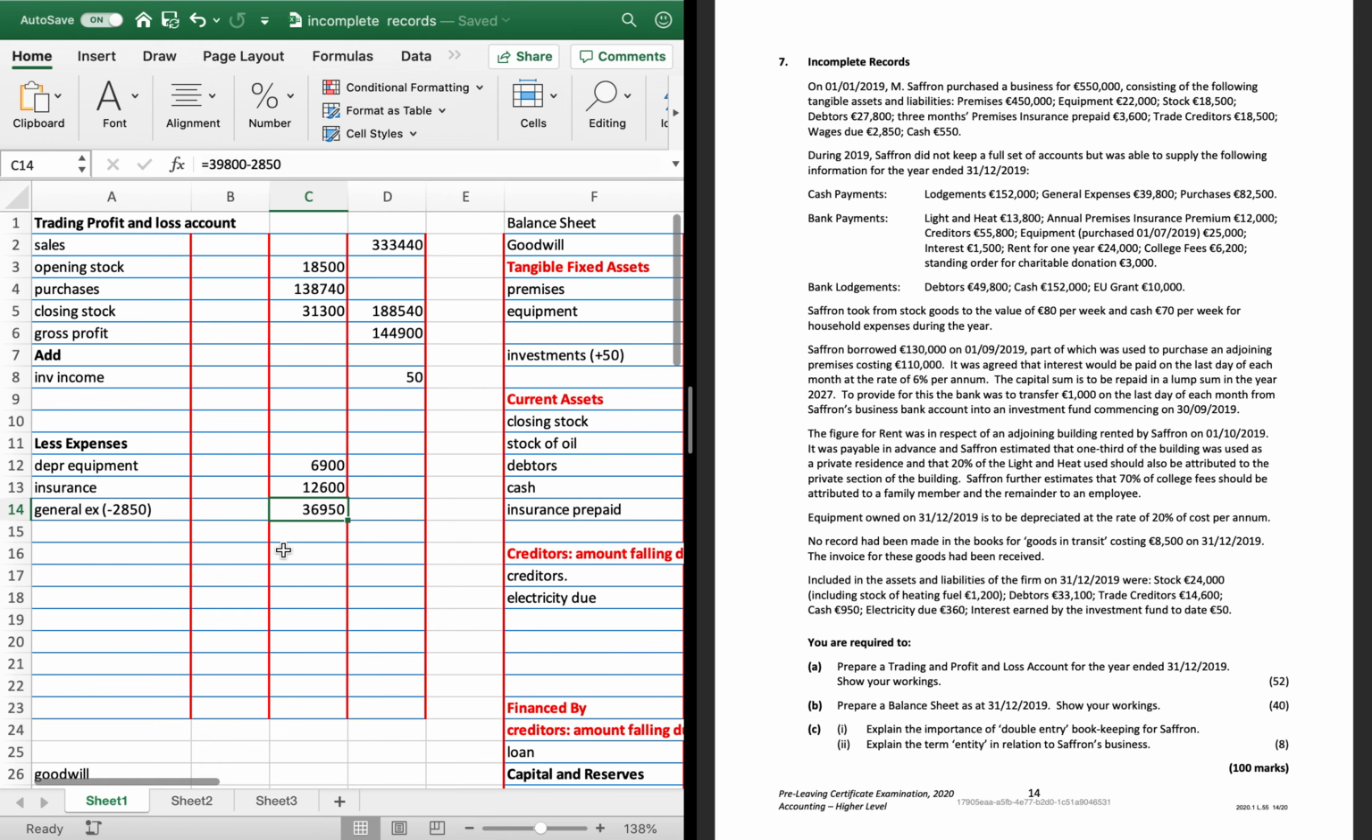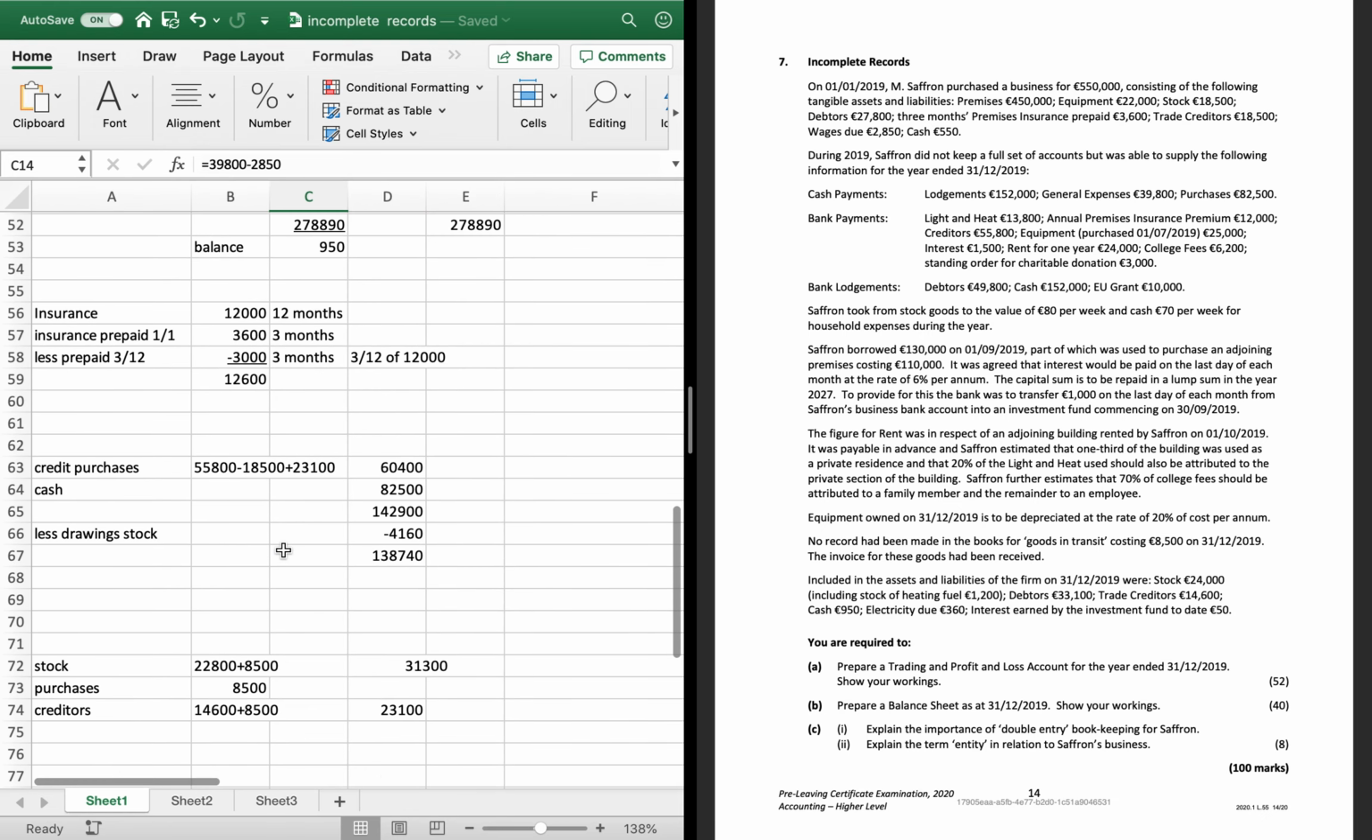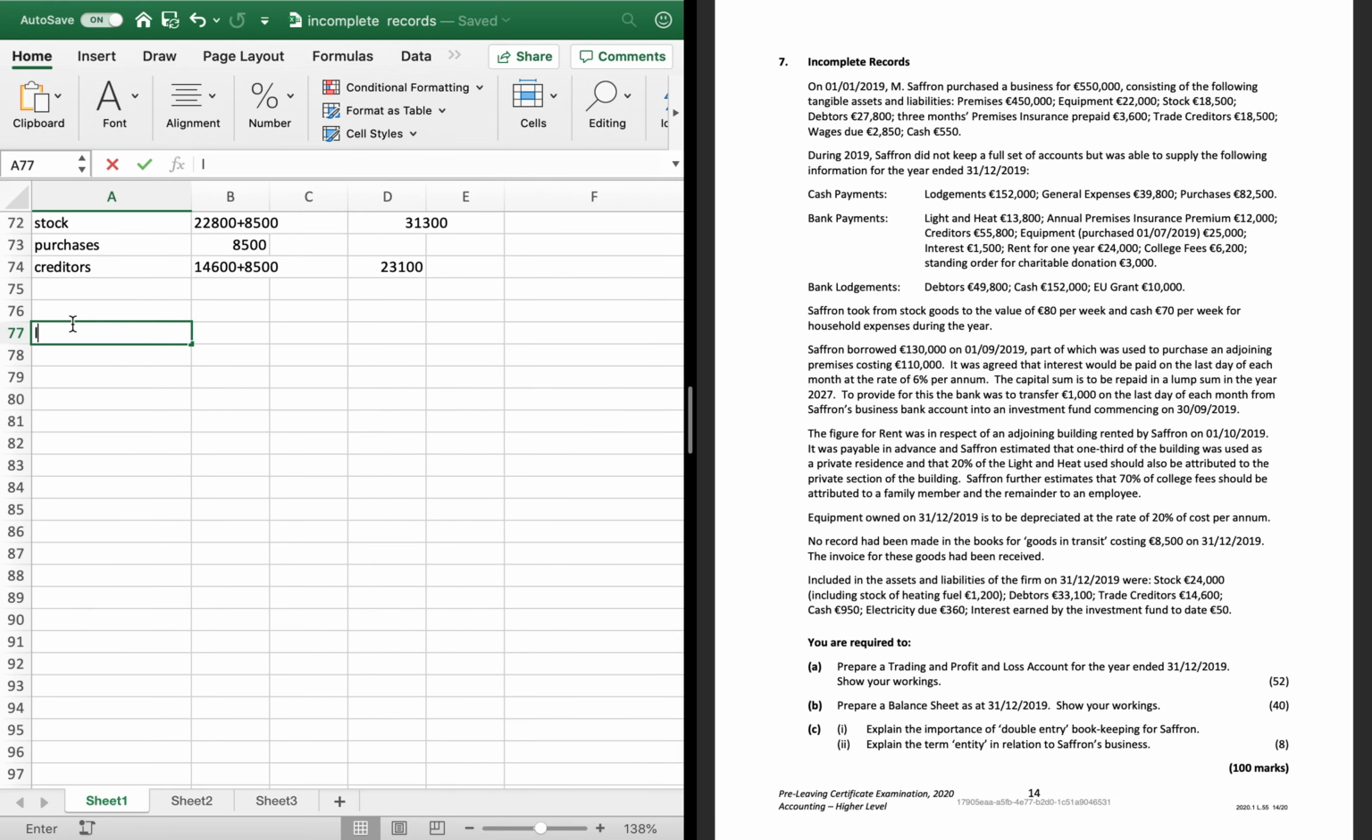So next one is light and heat. There'll be a light and heat working because there'll be drawings on it. So we've got our light and heat of 13,800. We know, is there a stock of oil at the start? There's not. We know at the bottom we've got electricity due and we've got a stock of heating oil. So we take away our stock of oil of 1,200 and we'll add on our electricity due of 360, and that gives us our light and heat used.